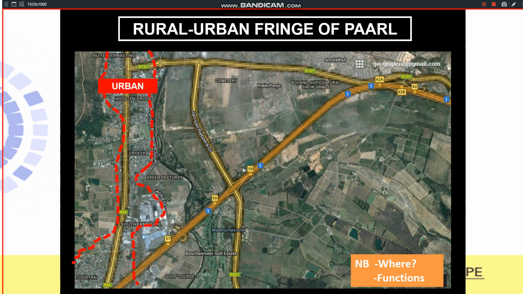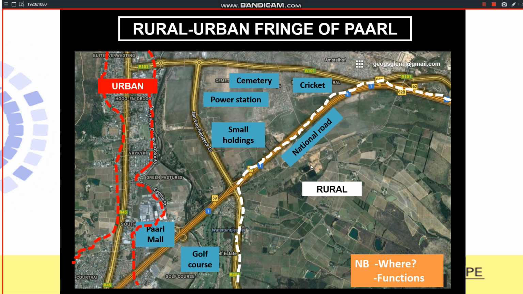That is the urban area there, which I showed. That is all your urban areas there. If you go further on the right hand side, here's your rural areas, right? Therefore, it is called the urban-rural fringe, right? And if you look further, let's look at what are the functions that we already alluded to. The cemetery, the power station, the cricket grounds, small holdings, farm malls, yeah? On the side you find the golf courses as well, right? So you can see the mixture of rural and urban functions here.